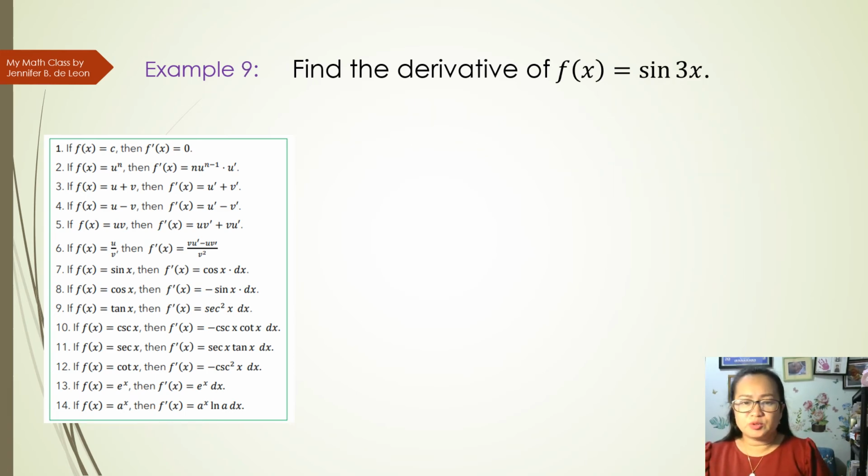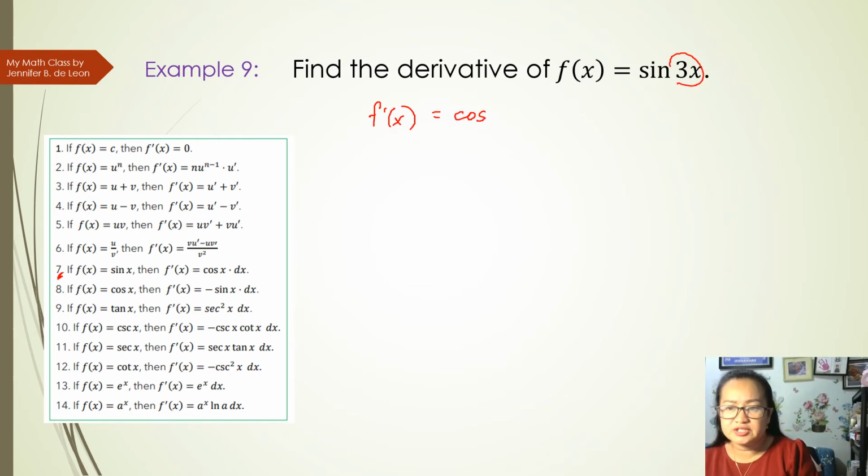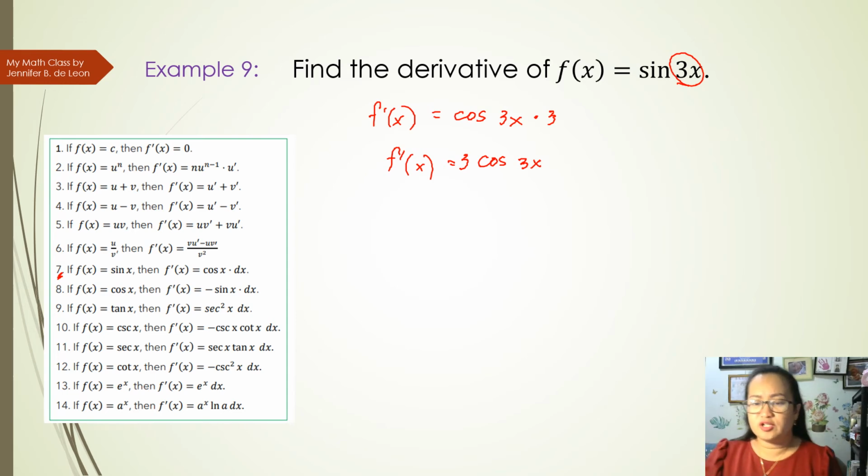Now let's have example number 9. Find the derivative of f of x equals sine 3x. Okay, we use rule number 7. So f prime of x is equal to cosine x. So our x is this whole expression. So we will have cosine 3x, and then the derivative of 3x, that is 3. So therefore, the derivative of f of x equals sine 3x is equal to cosine 3x. Now we have to write the multiplier 3 in front to avoid confusion. So here we have f prime of x is equal to 3 times cosine 3x.